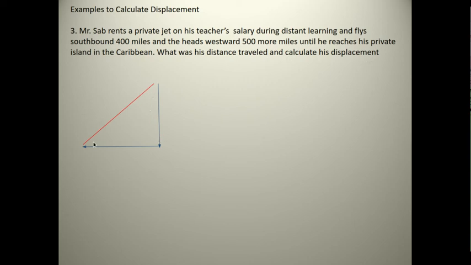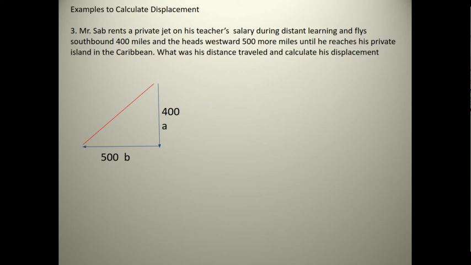Now notice my diagram. I represented with arrows. So the first vector that I saw was traveled southbound 400 miles. So I drew an arrow going south 400. And then I turned westward for another 500 miles. And I just labeled that B. So my goal here is to actually calculate the displacement from the time I left to my destination at my island.